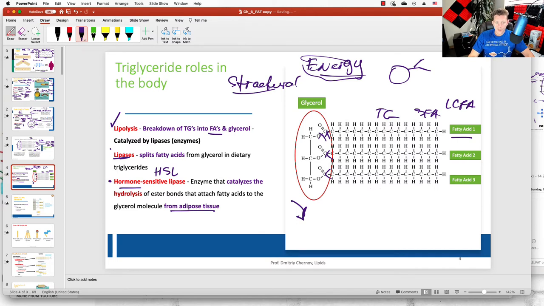Pretty simple. Hormone-sensitive lipase is similar to the lipases, but there is a difference. And that's what I want you to pay attention to, because one of the questions that I will ask would probably be on this somewhere. So I would put slide number 4. Question. All right, so let me explain something to you.